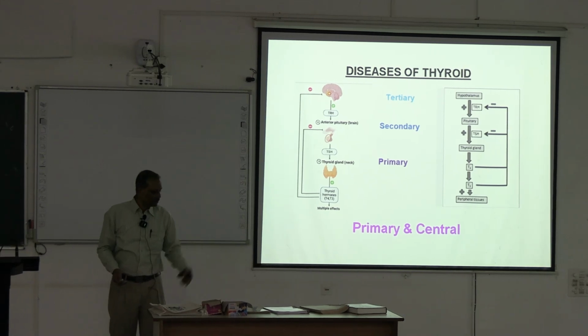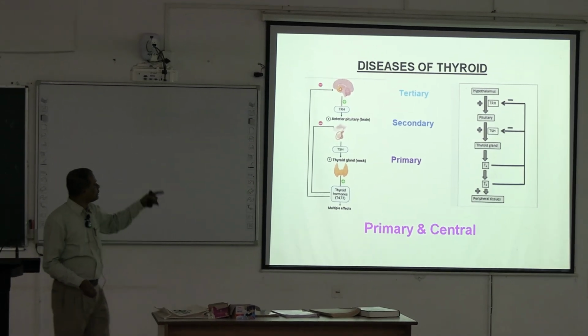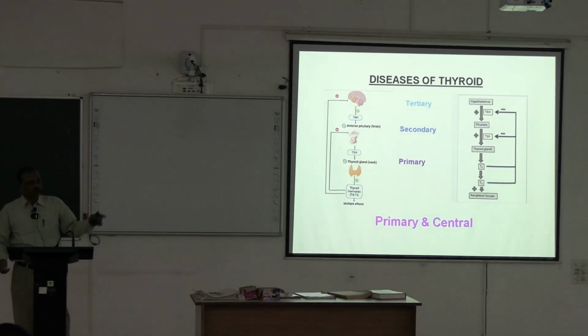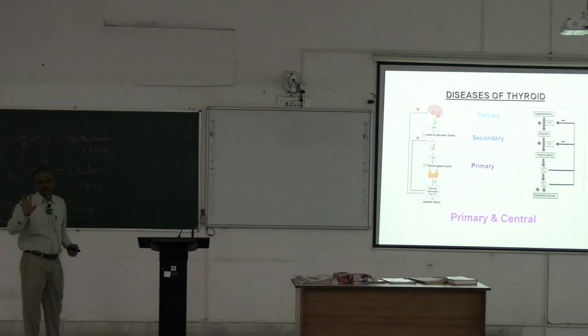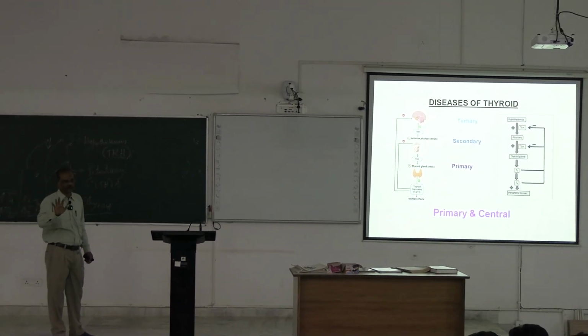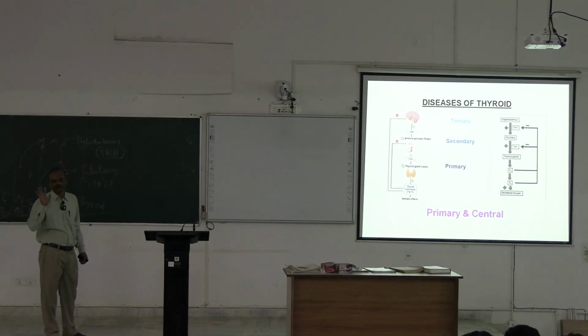So basically there are two criteria. One is you have to diagnose whether it is primary hypothyroidism or central hypothyroidism.